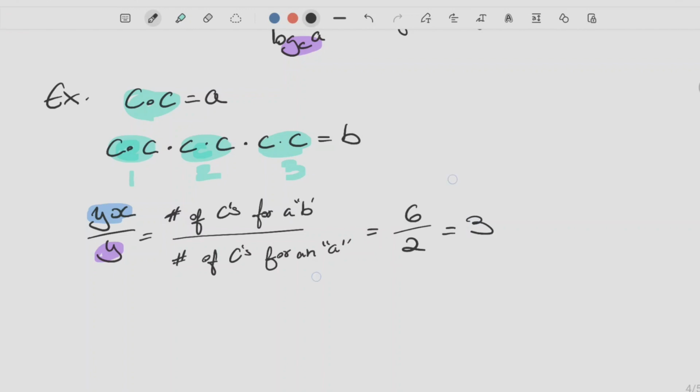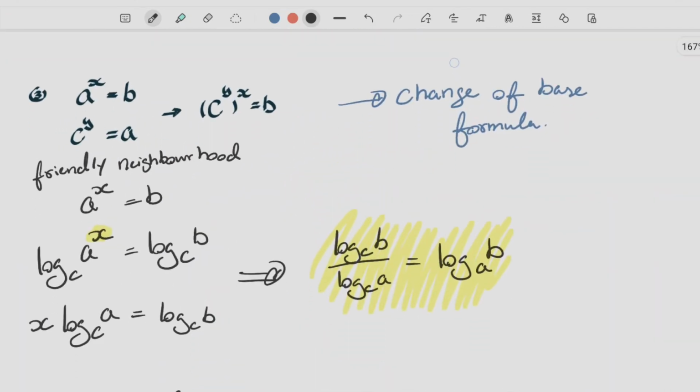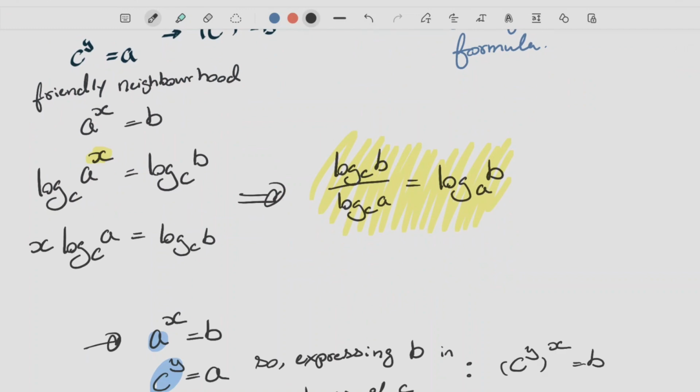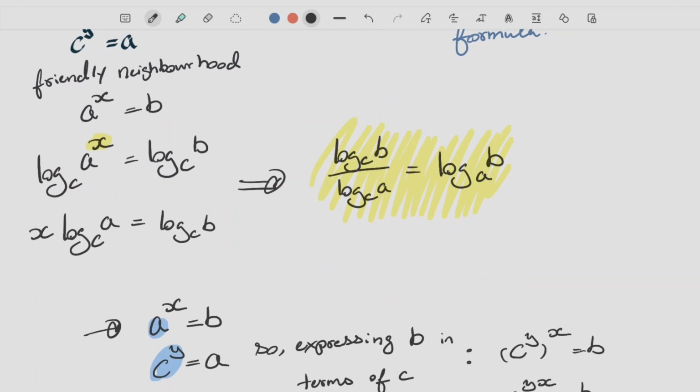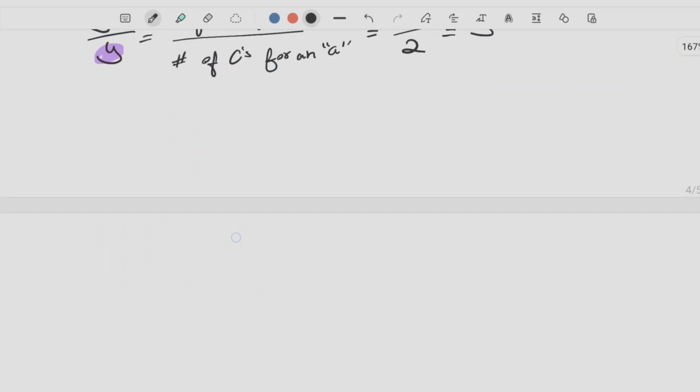Okay. That's pretty much what we're doing. We're just expressing a and b using c, something different, and seeing how many c's make a b, how many c's make an a, and then using that ratio to find how many a's are in b. So that's why this is equivalent. A little bit of a roundabout way to get to it. Let me know if there are better ways to write it. Perhaps a nicer way.